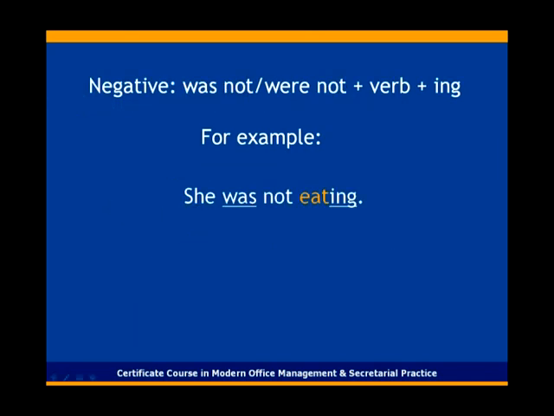When the statement is a negative statement, we use was not or were not plus the verb plus ing. For example, She was not eating. They were not eating.